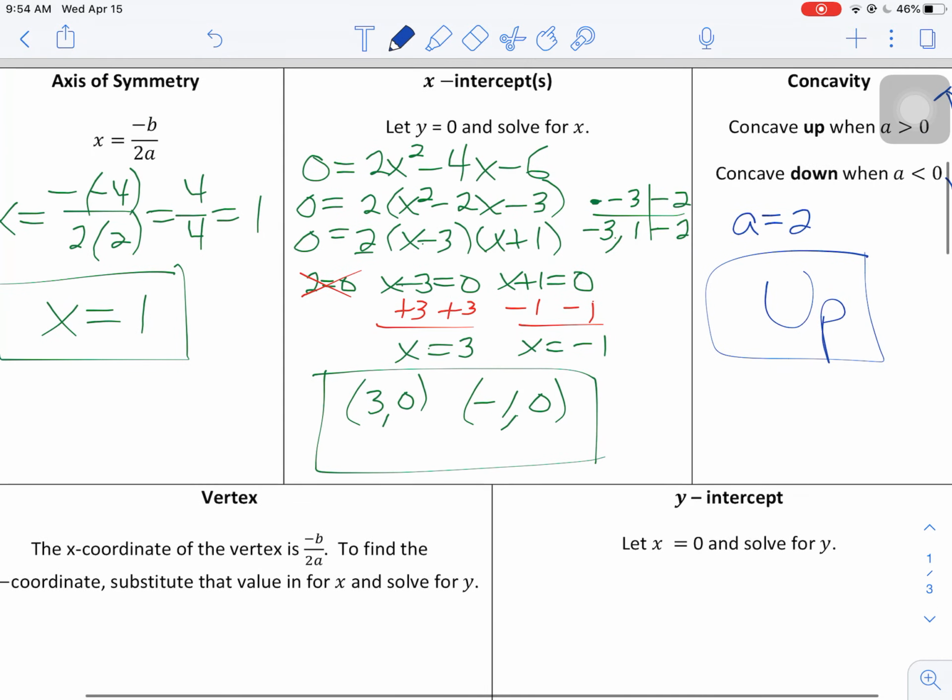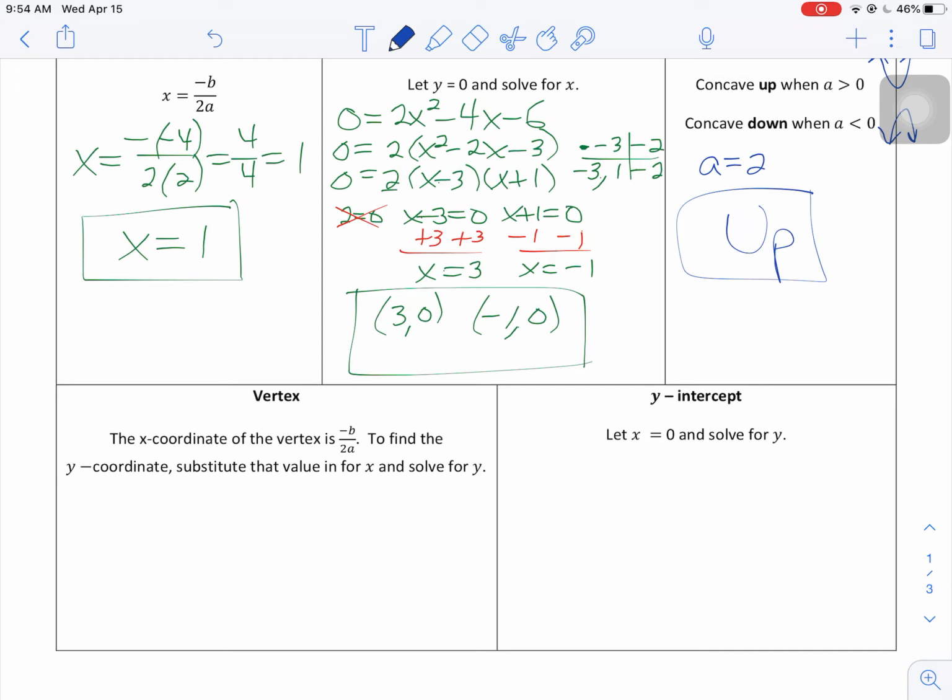Moving right along, the vertex. If we want to find the vertex from standard form, we want to find the x-coordinate of the vertex, which, convenient for us, is the same as the number from the axis of symmetry. So we already did that. We already got that. It's 1. So now that we know the x-coordinate of the vertex is 1, we just need to figure out the y-coordinate of the vertex. So we're going to take 1 and plug it in for x in the original function. So I'm taking the x-coordinate of the vertex, and I'm plugging it in for x in parentheses in the function.